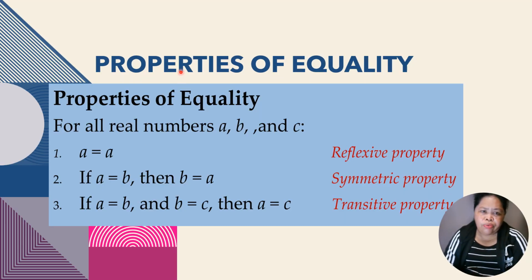Okay, so let's review for a while the properties of equality. For all real numbers a, b, and c: a is equal to a, that's according to the reflexive property. If a is equal to b, then b is equal to a, that's the symmetric property. And if a is equal to b and b is equal to c, then a is equal to c, that is the transitive property.